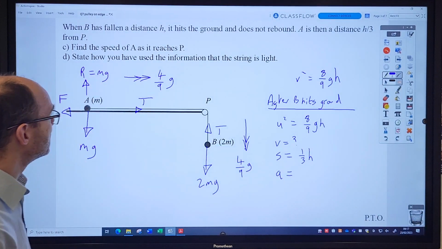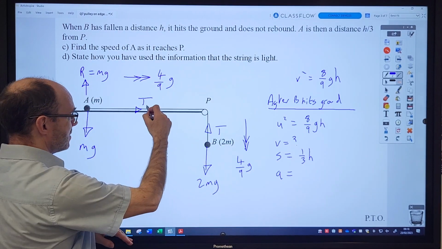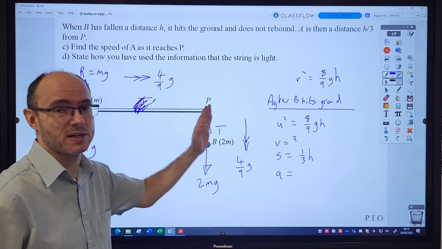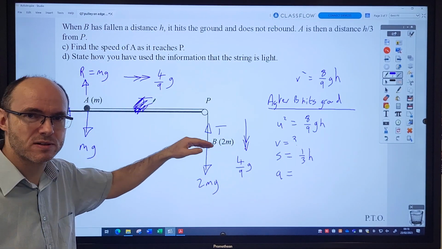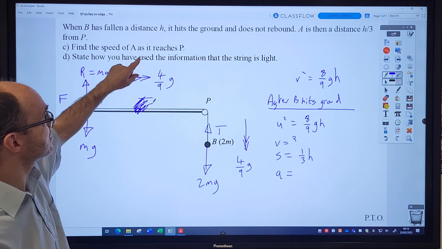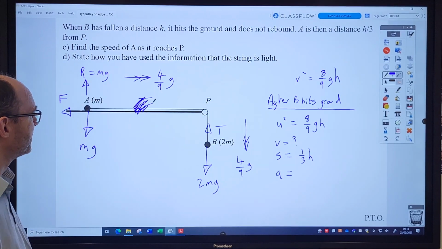So what's happening is, when B hits the ground, the string becomes slack. What that means is essentially there's no tension in the string anymore. It will become slack, and just A will then come to a rest gradually because it's on a rough table. But according to this, it won't come to rest straight away. It actually hits P before it does so.